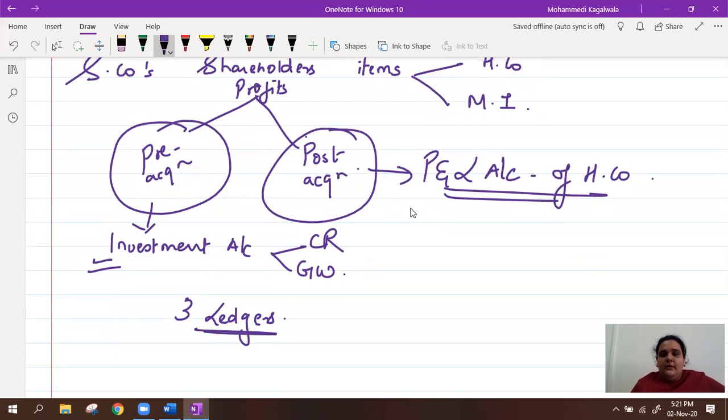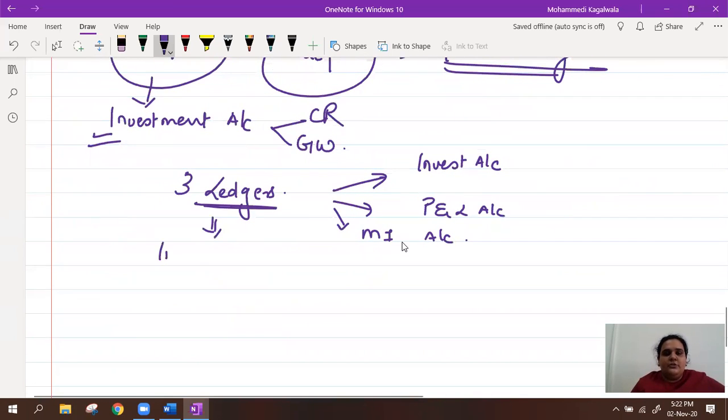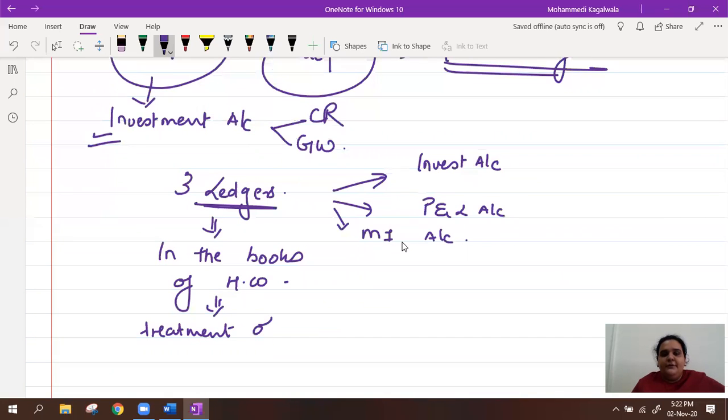Okay. In 3 ledgers, first is the investment account, second is the P&L account, and the third one will be the minority interest account. All these ledgers I'm going to make in the books of the holding company. But I'm going to treat the items, the treatment of shareholders items of the subsidiary company.